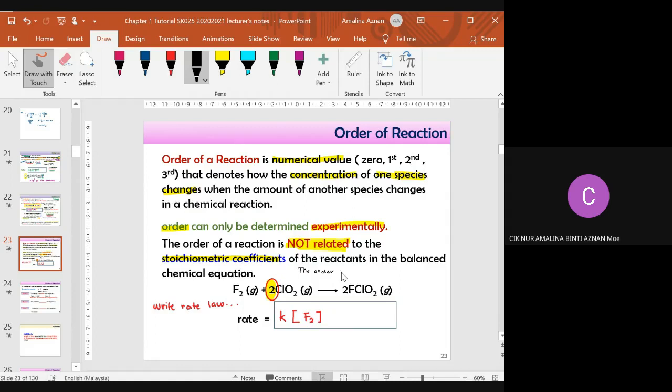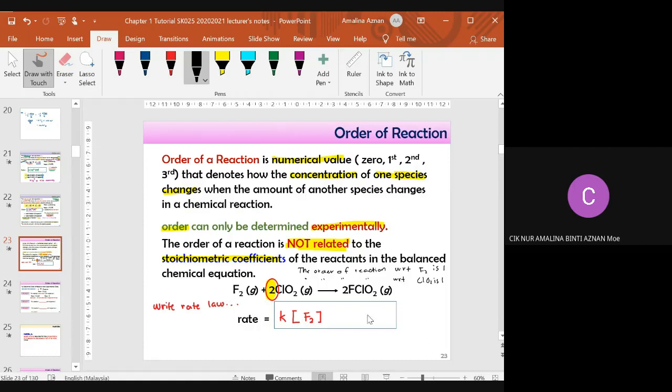The order of reaction with respect to fluorine is 1, and the order of reaction with respect to ClO2 is also 1.